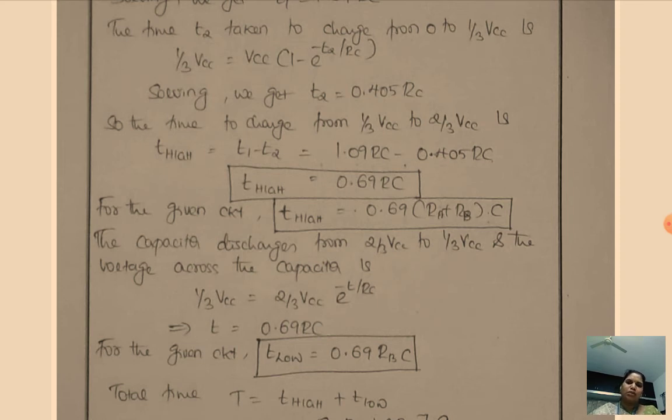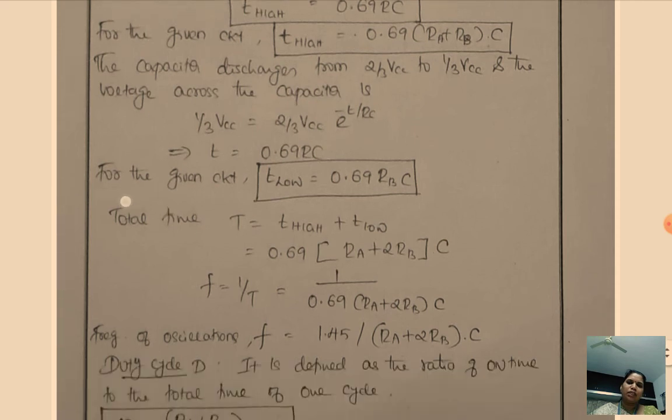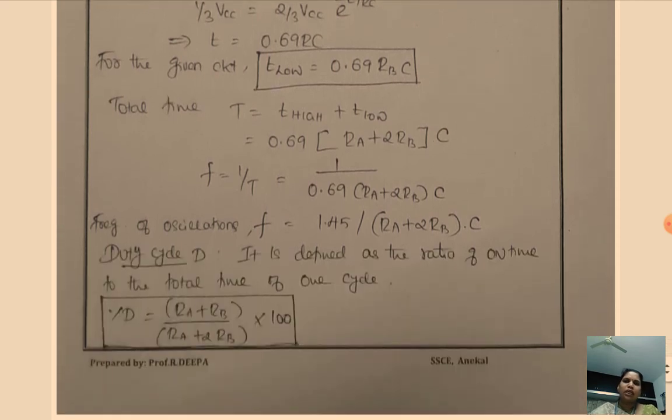The total time taken for completing one cycle is T equal to T high plus T low. By adding these two, we get T as 0.69 times (RA plus 2 times RB) into C. We can also calculate the frequency of oscillation as F equal to the inverse of T. Taking the inverse, we finally get the frequency of oscillation as F equal to 1.45 divided by (RA plus 2 times RB) into C.